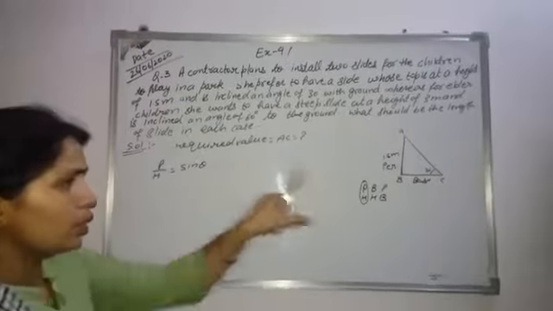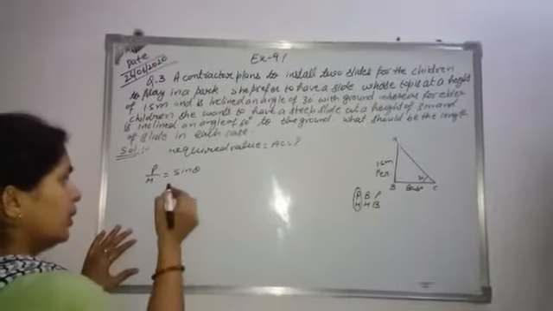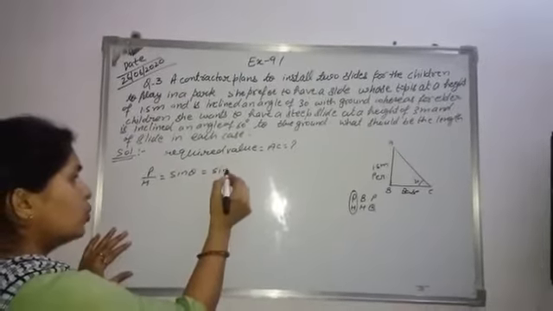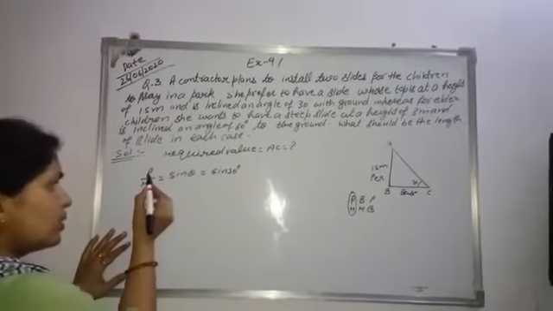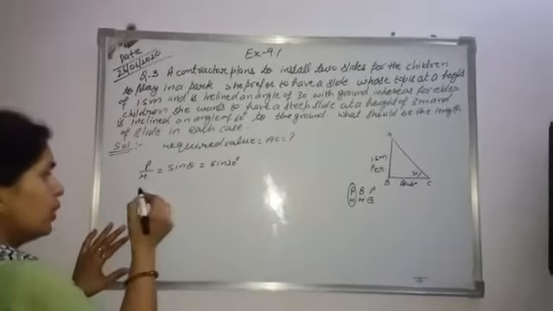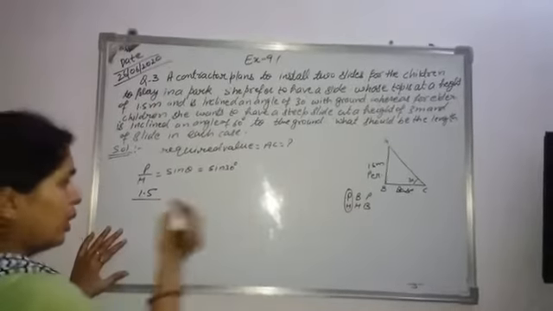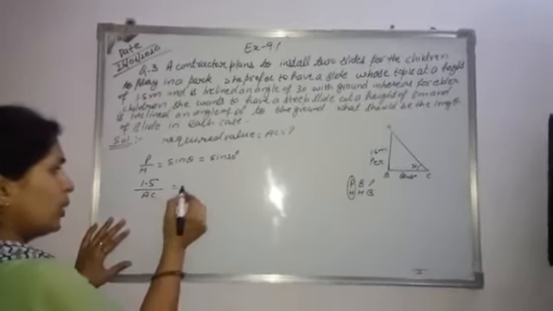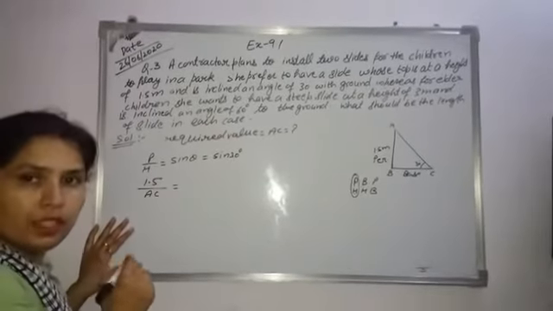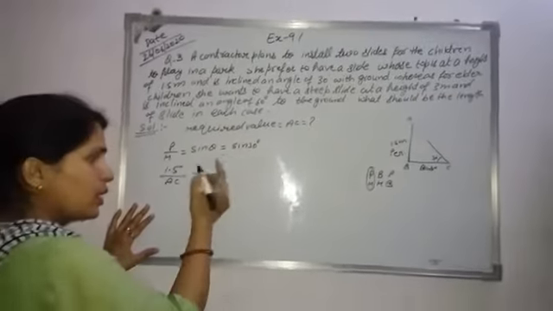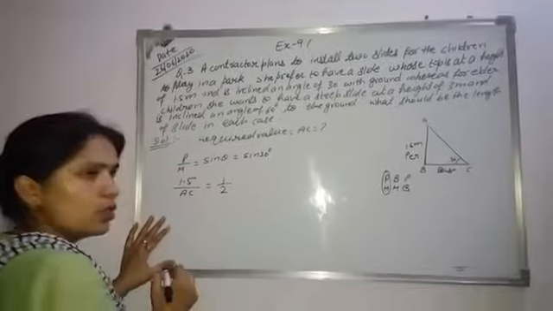Now what is the value of theta here? Theta is 30 degrees. Now what is the value of the perpendicular? The perpendicular is 1.5, divided by the hypotenuse. The hypotenuse we want to find out, AC, and sin 30 degrees from the table. What is the value of sin 30? Sin 30 is 1 by 2.